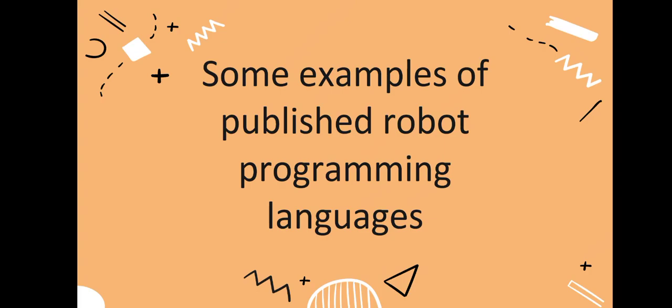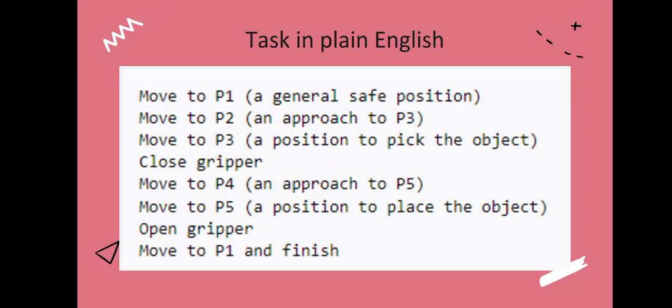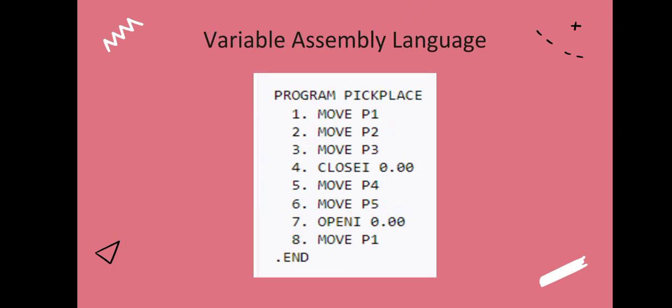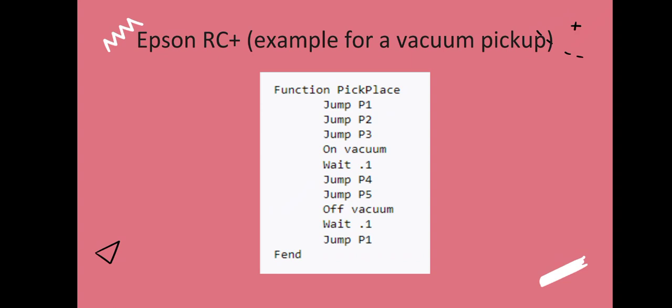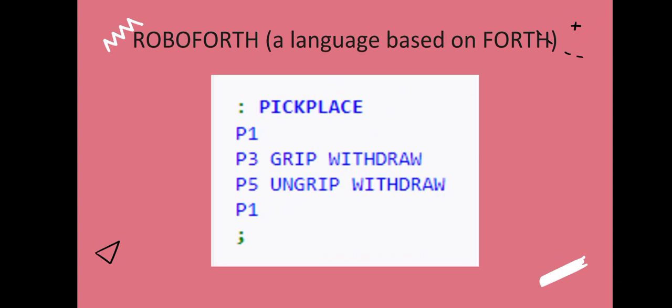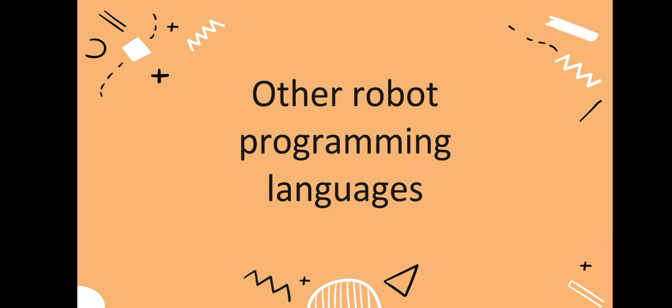Some examples of published robot programming languages. This one is Task in plain English. The other one is Variable Assembly Language. The third one is Stobly-Valtteri, I don't know the term. This one is Epson RC Plus, the example for a vacuum pickup. And the last one is RoboForth, a language based on Forth.